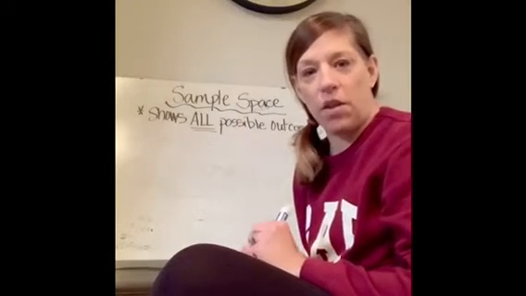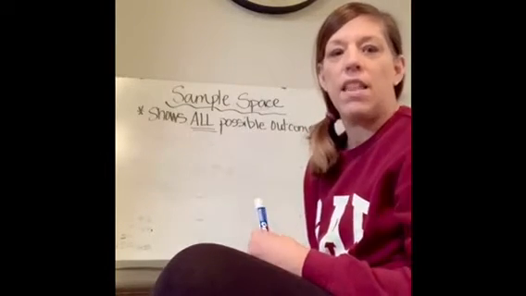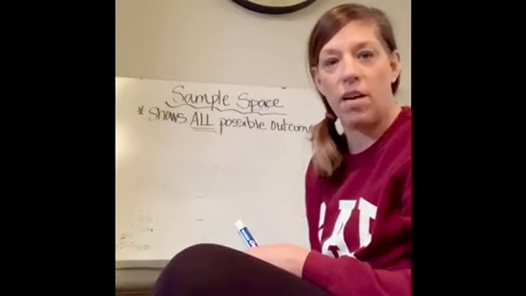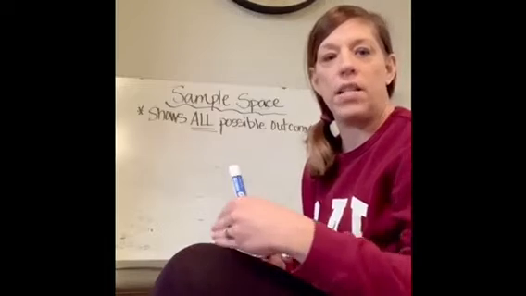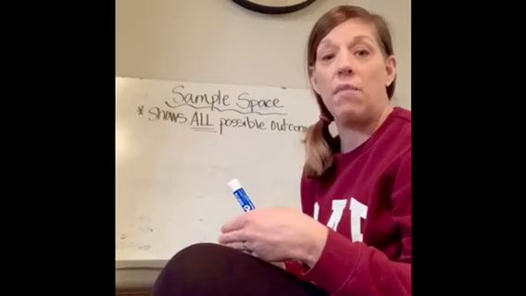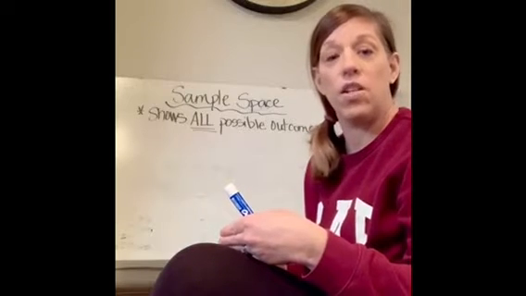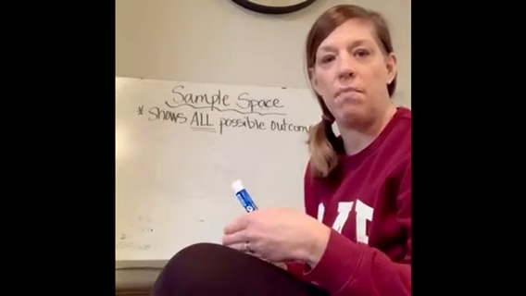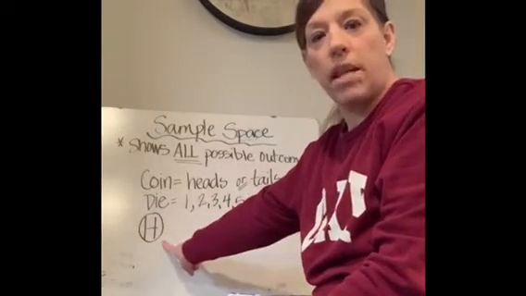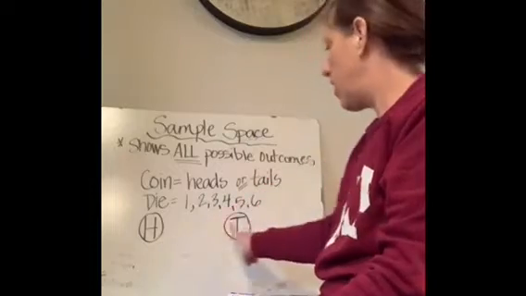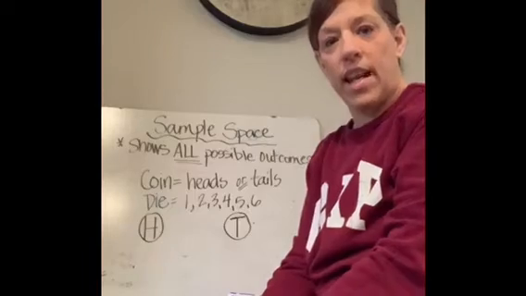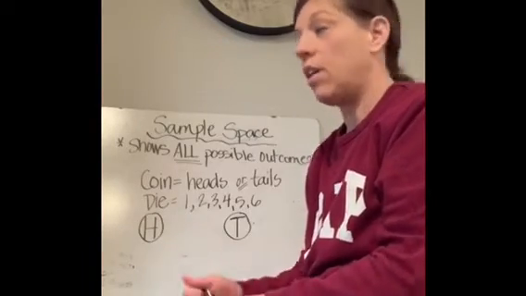So if you were to use both of those things at the same time, then sample space could be used to show all of the possible outcomes of flipping a coin and rolling a die. So I'm going to show you how you could use what is called a tree diagram to display that. We know that the options would be to either flip and land on heads or to land on tails.